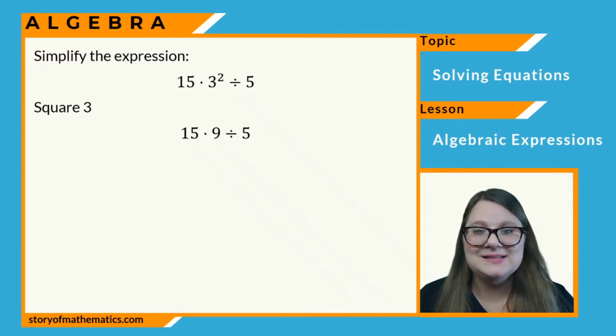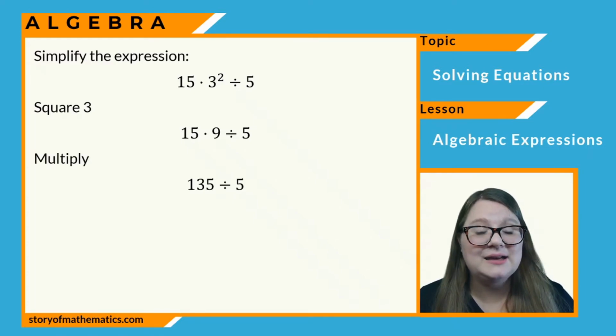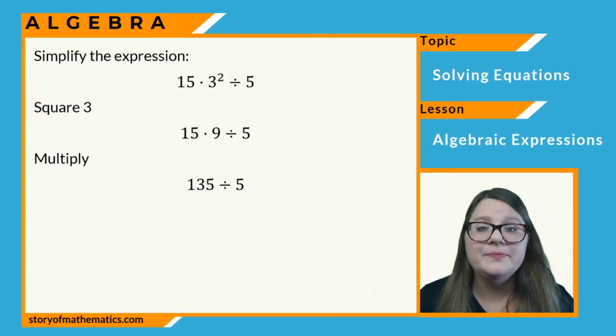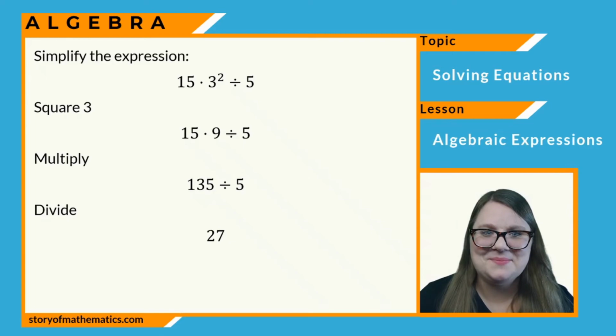Remember, once you have parentheses and exponents, you'll go straight into multiplication and division from left to right. So the first one that comes up in the expression is multiplication. 15 times 9 is 135. Then I will divide, and that gives me 27.